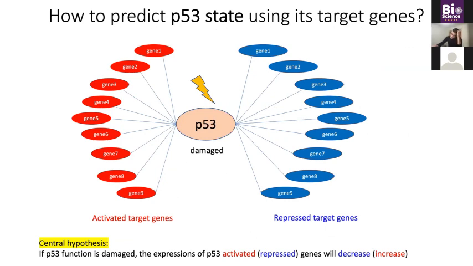The goal of this project is to predict P53 function. So how do we do that? We know P53 is a transcription factor, so we can find P53's downstream target genes. Our hypothesis is if P53 function was changed, the downstream gene expression will change also. On the other hand, from the downstream target gene expression, we can predict the upstream regulator, predict P53's status.